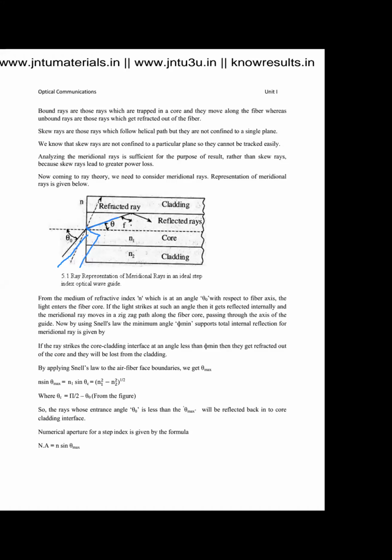Now the ray is incident on the core at an angle of incidence greater than critical angle. The theta mentioned inside is the critical angle. If it is greater than critical angle, then it will start reflecting back like this, like this, like this. This process is called total internal reflection. It takes place when the angle of incidence is greater than critical angle.